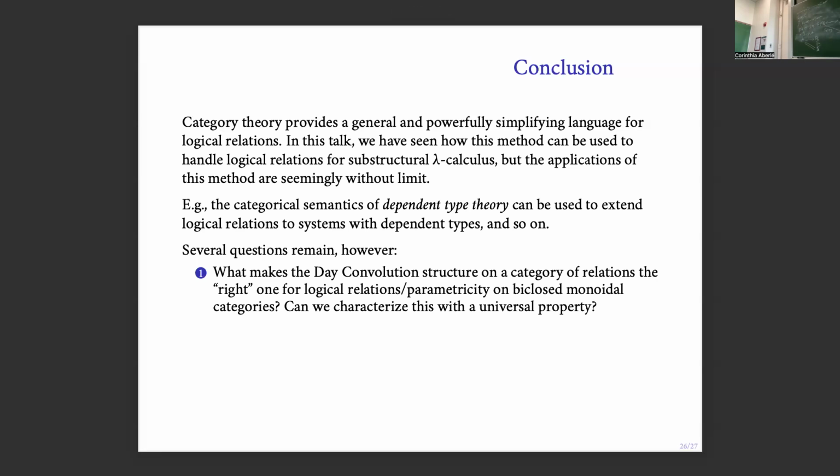First question, what makes the Day convolution structure that we defined on our category of relations the right one for this whole argument to work? And can we characterize that rightness with some sort of universal property? Because that would make this whole story even more tight. Particularly if you're interested in this, ask me about it. I do have some sketchy thoughts that I'd be interested to talk further about.